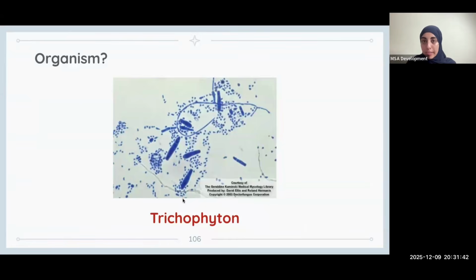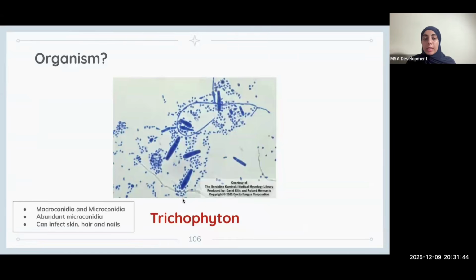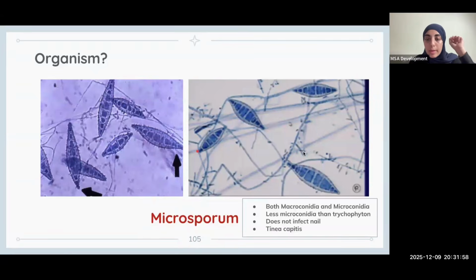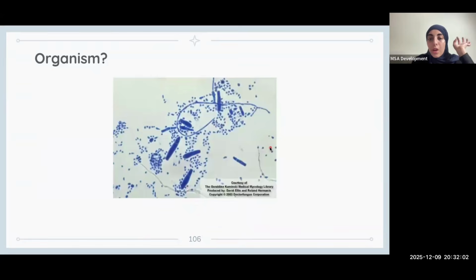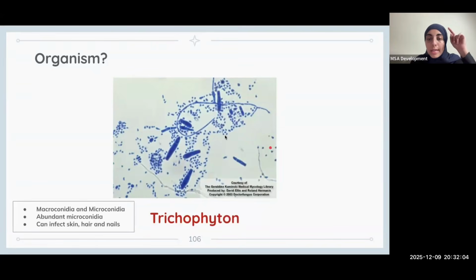This is trichophyton. So trichophyton, it also has macroconidia and microconidia, and you will see the macroconidia, they look more like pencil-shaped or elongated like this, and it has a lot of microconidia. In Microsporum, it has microconidia, but they're pretty little. They're not very abundant. In the trichophyton, it has so much microconidia.